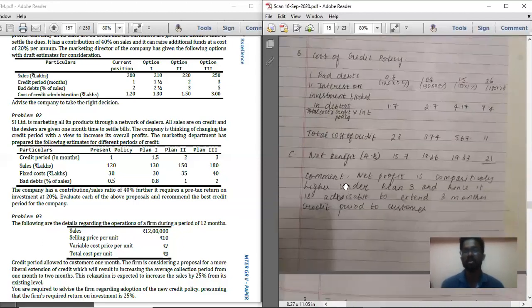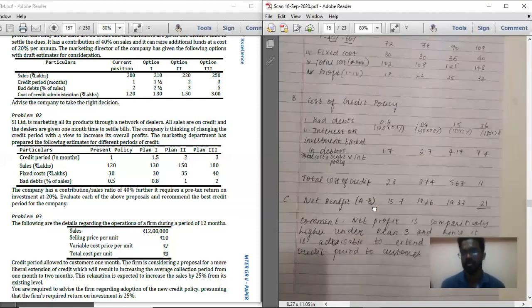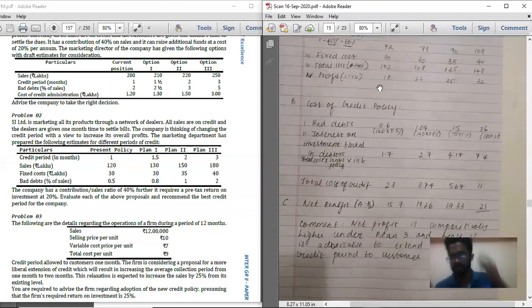Now below the total cost of credit, leave one line gap and record capital C, net benefit, within bracket capital A minus capital B. So what is capital A? 18, minus what is capital B? 2.3. So 18 minus 2.3 is 15.7. In respect of present policy, net benefit is 15.7. And for plan 1, that is 22 minus 3.74, that is 18.26. And plan 2, 25 minus 5.67, that is 19.33.